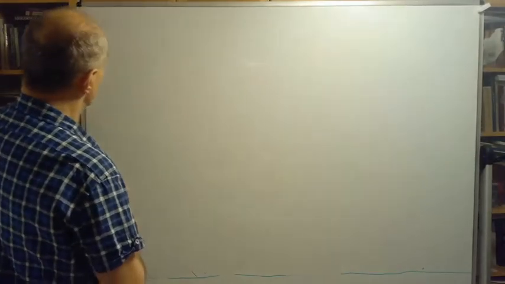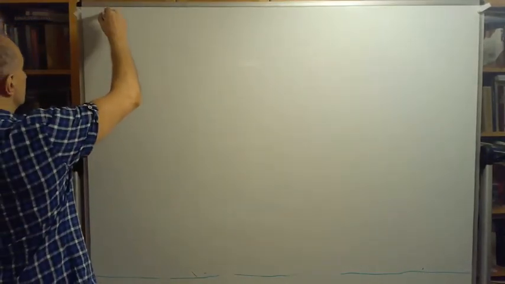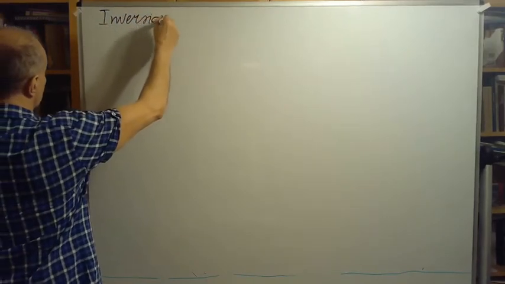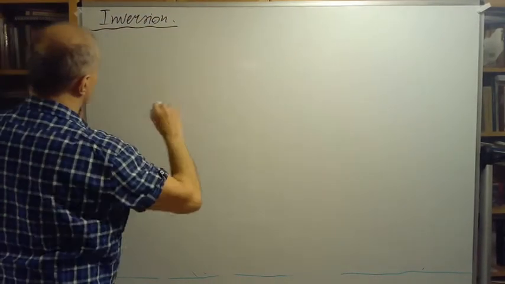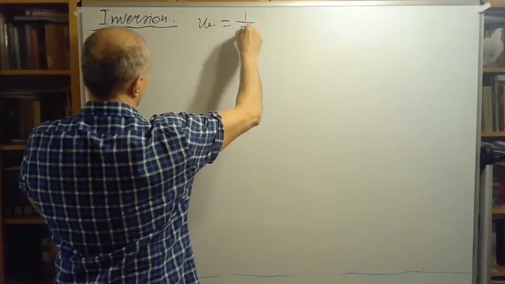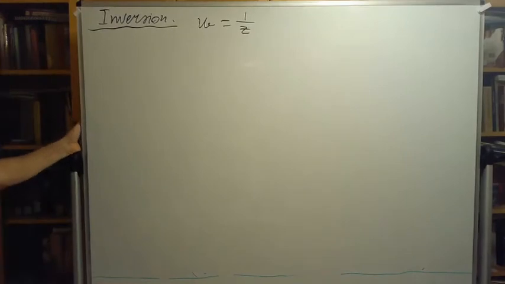And this kind of transformation is called the inversion. This transformation is W equals 1 over Z. That's the transformation. So what happens with the number z?